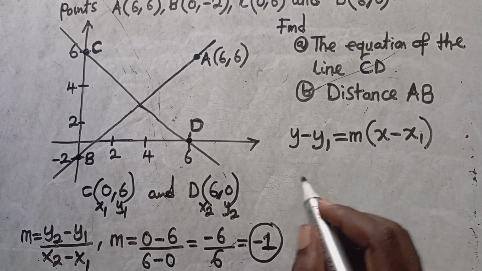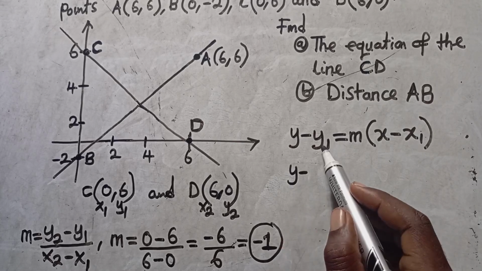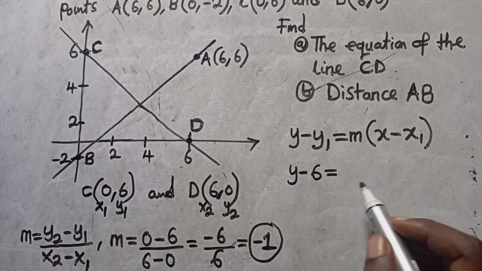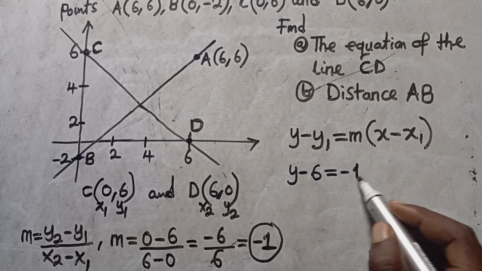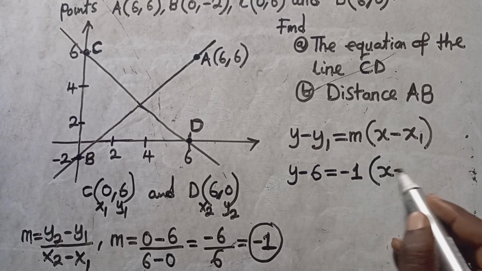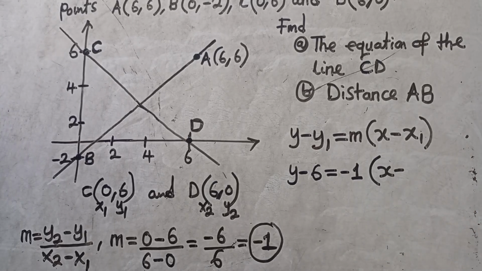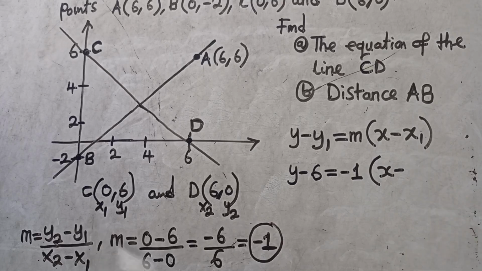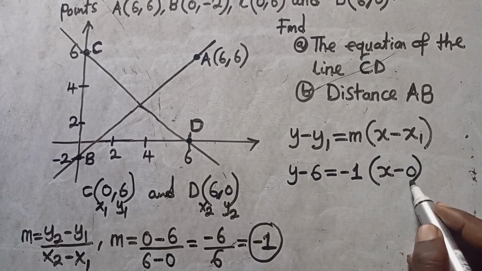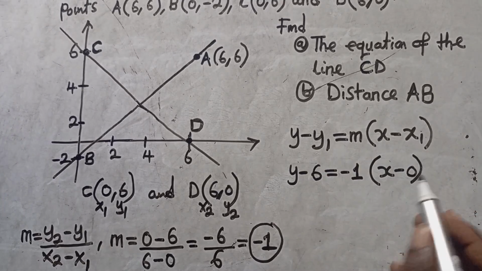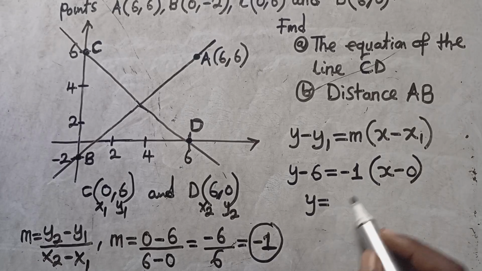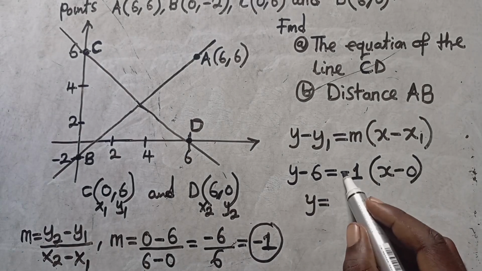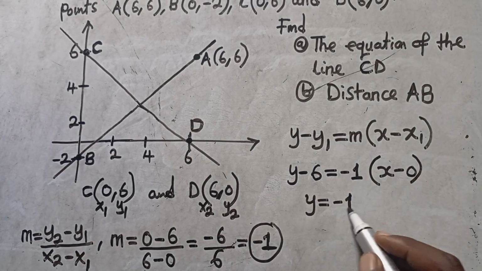So what I need to do is say y minus y1, and y1 is 6, so I put a 6 there, which is equal to m, the gradient. What is the gradient? Negative 1, open bracket, x minus x1. The y and the x are constants, they will just remain like that. What is x1? It is 0, so I put a 0 there. So y goes this side. It says y is equal to negative 1 times x minus 0, which is x. So negative 1 times x is just negative 1x.